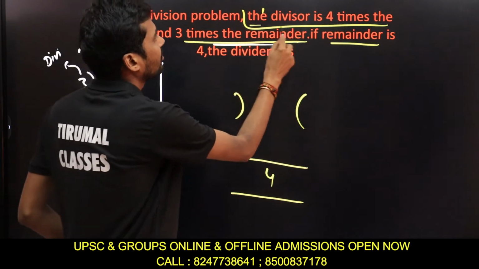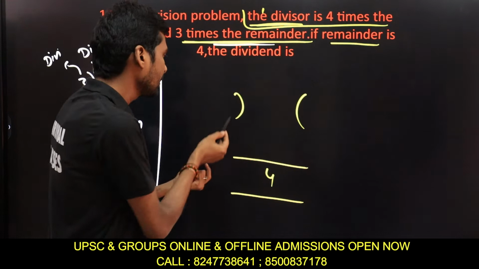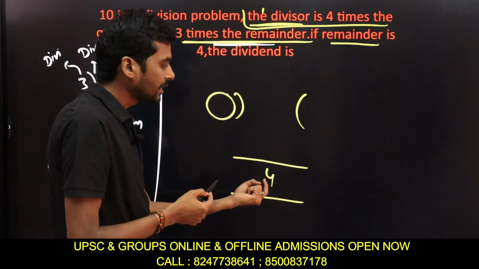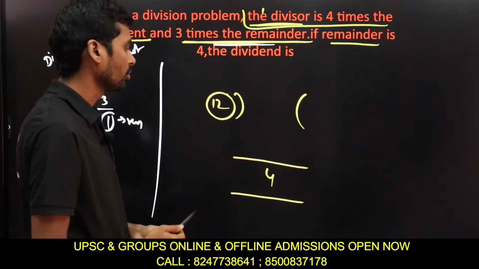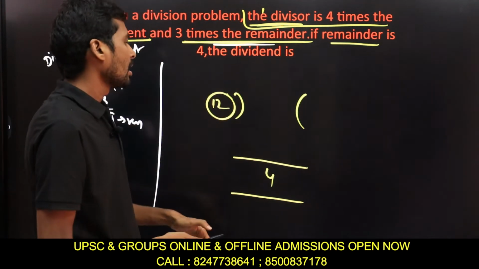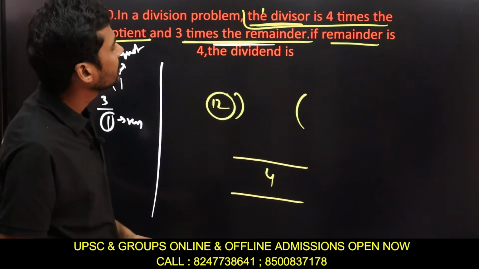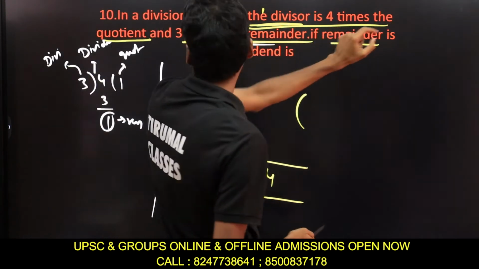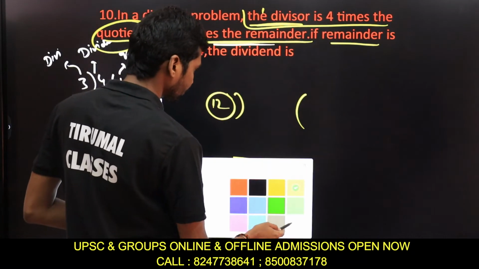So the divisor is 3 times the remainder. The divisor is 3 times, which means 4 into 3 is what? 12. So from this statement I found the value of the divisor. And now you see the divisor is also 4 times the quotient, 4 times the quotient part.